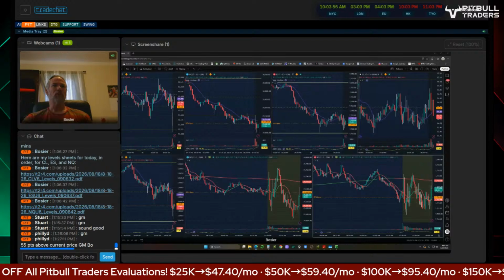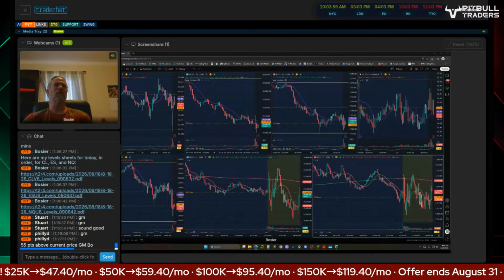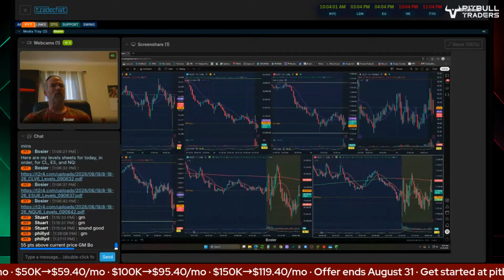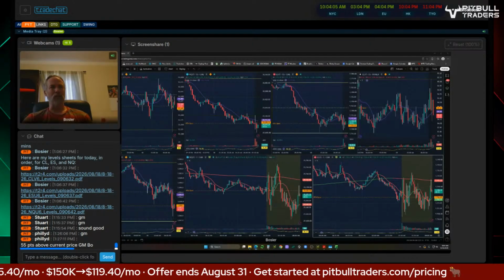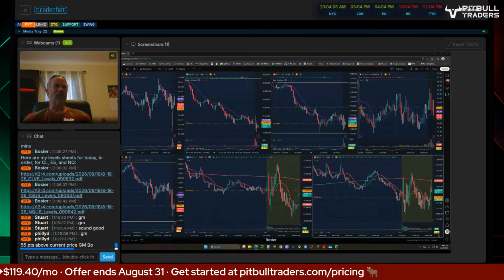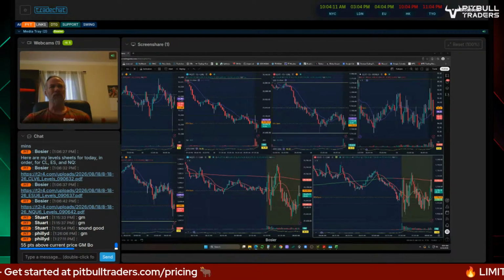What ultimately is the safest trade? You don't really know until after the fact, but my guess would be that the safest trade is to buy a little bit in front of it, right?